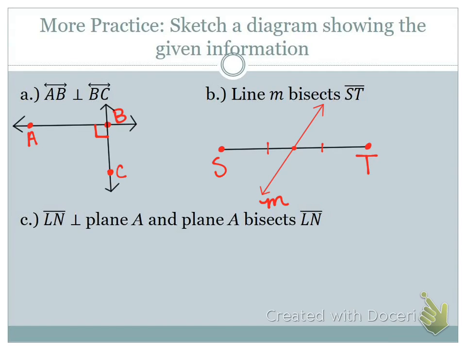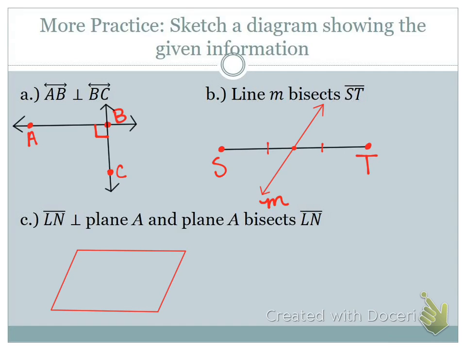All right, letter C. Segment LN perpendicular to plane A, and plane A bisects segment LN. There is a lot going on here. Drawing planes on a flat surface is not always my favorite thing, but here we go. So, nope. I'll start with my plane. It's not going to be perfect, but there it is.